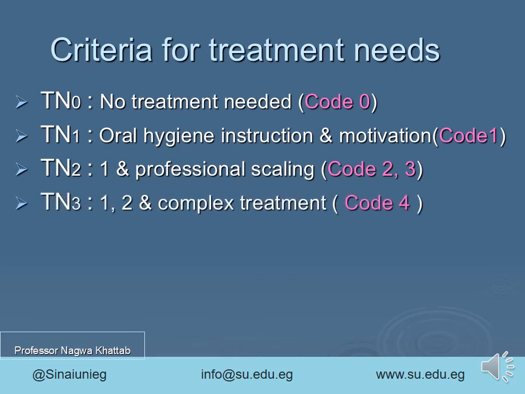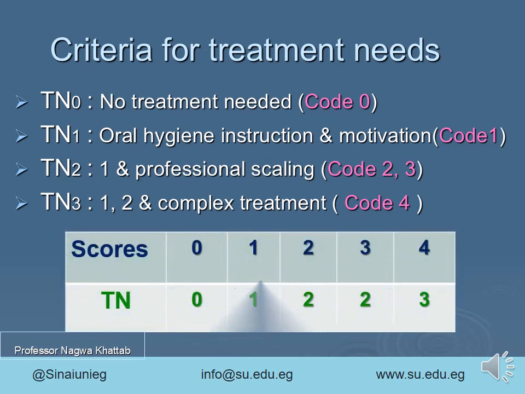But if it is code 4, where we have a deep pocket, it requires more complex surgical procedures or complex treatment, in addition to professional scaling and oral hygiene instruction. So we have 5 codes for periodontal diseases, starting from 0 to 4. For the treatment needs, we have 4 codes starting from 0 to 3.